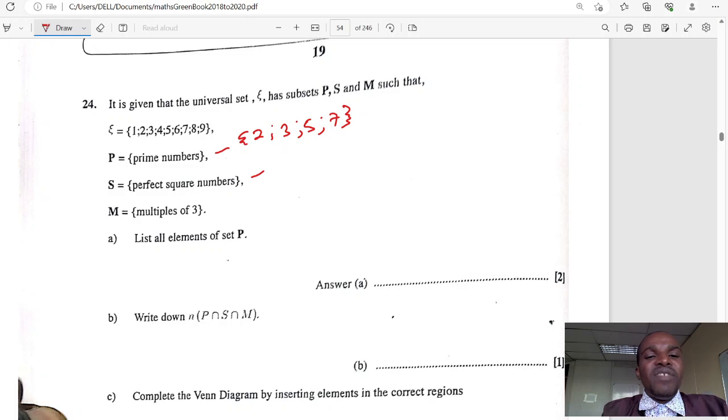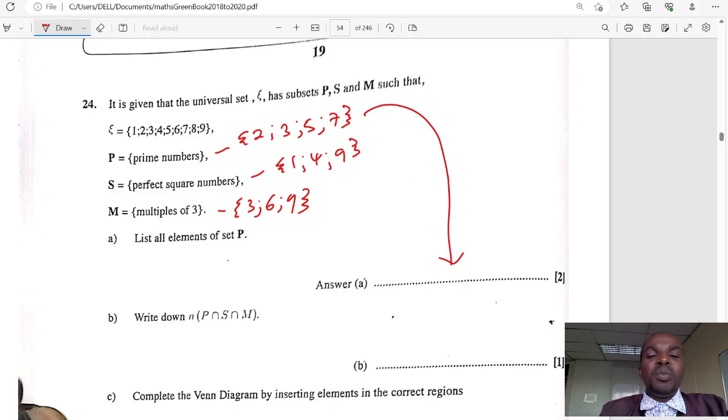Then S contains perfect squares. So what are these perfect squares? We have 1, we have 4, we have 9. So these are numbers whose square roots are whole numbers. Then we have multiples of 3, that's M. M multiples of 3, we have 3, then we have 6 and 9. These are the 3 sets. Then they said list all the elements of P. This value, we just put them here. Then item number B, write down numbers in P intersection S intersection M.